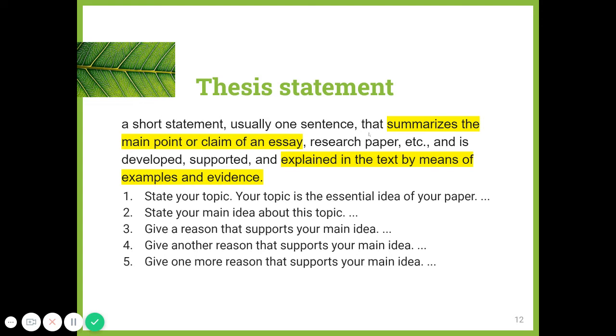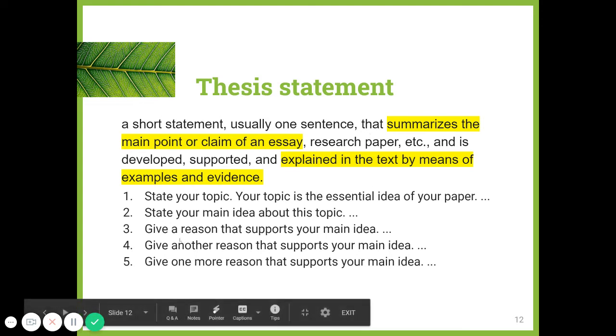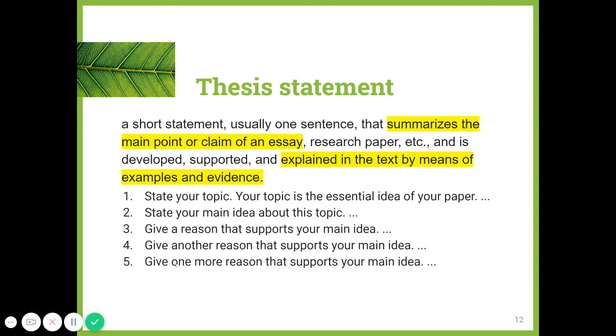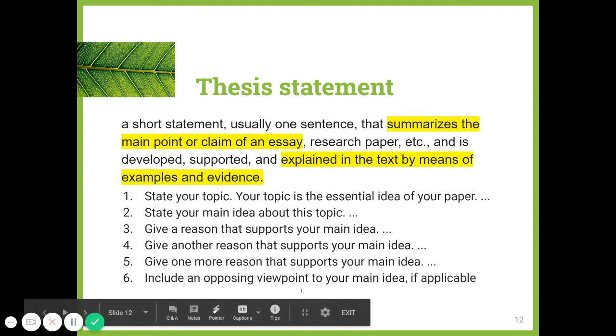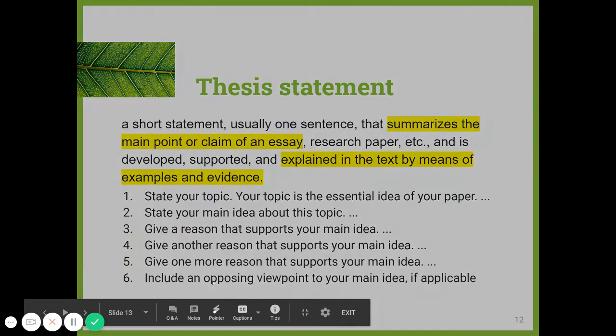And again, it depends on the structure. If you're writing a short paper, you may only have one or two reasons. If it's a longer paper, you may describe several, 3 or more. And finally, you will include an opposing viewpoint to your main idea, if applicable. If you're writing a controversial topic essay, and you have different viewpoints, different argumentations, then you have to describe an opposite viewpoint.